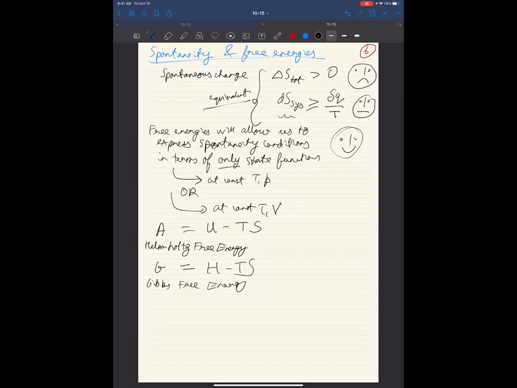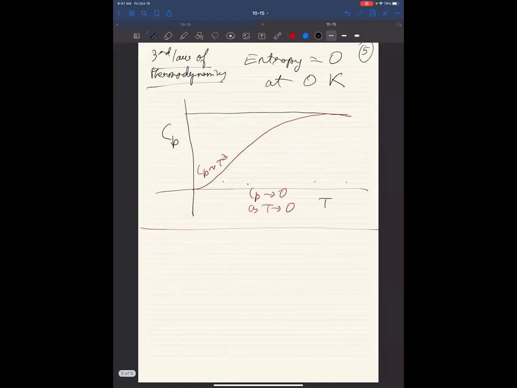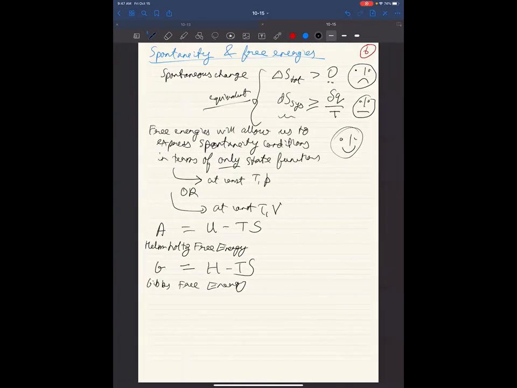And what we are going to show next is, let's call this equation number 5. Let's call this equation number 6. We will show that at constant temperature and pressure, the condition for spontaneous change is given by the Gibbs free energy decreasing. 0 means reversible. But now notice we have got rid of all path functions. It's purely state function, right? And at constant temperature and volume, the condition for spontaneous change is that the change in Helmholtz free energy is 0 or negative.